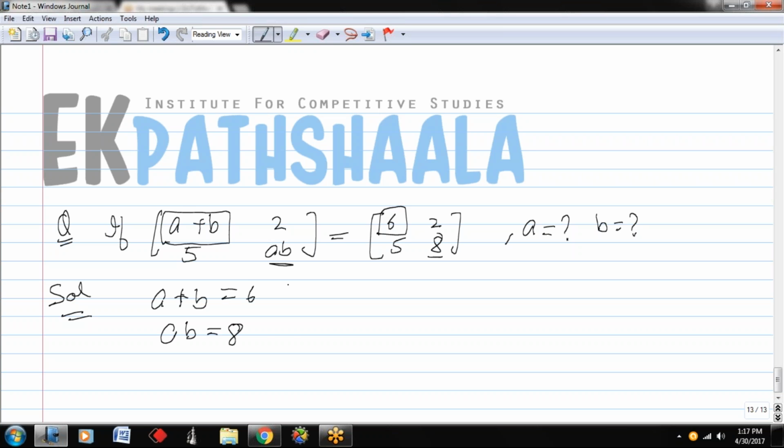Now we need two numbers which on adding gives 6 and on multiplying becomes 8. So what are the numbers? 2 and 4. A will be 2 and B will be 4, or it can be either way in the reverse order also: B will be 2 and A will be 4.